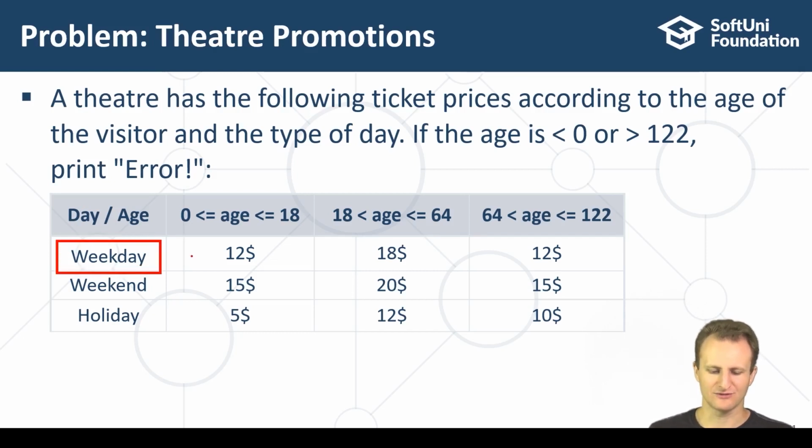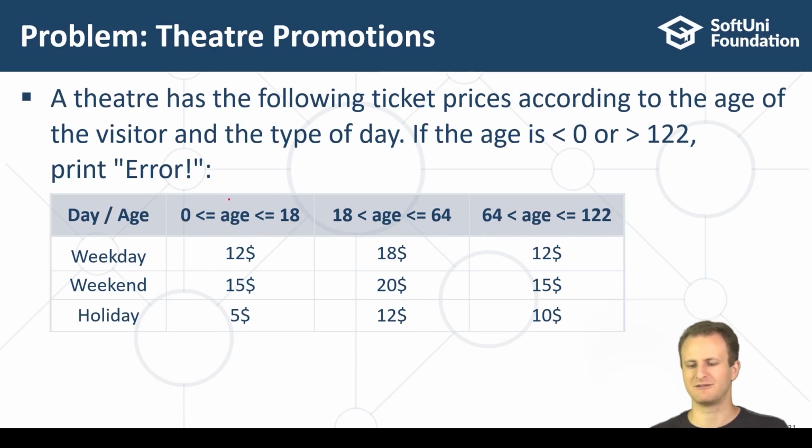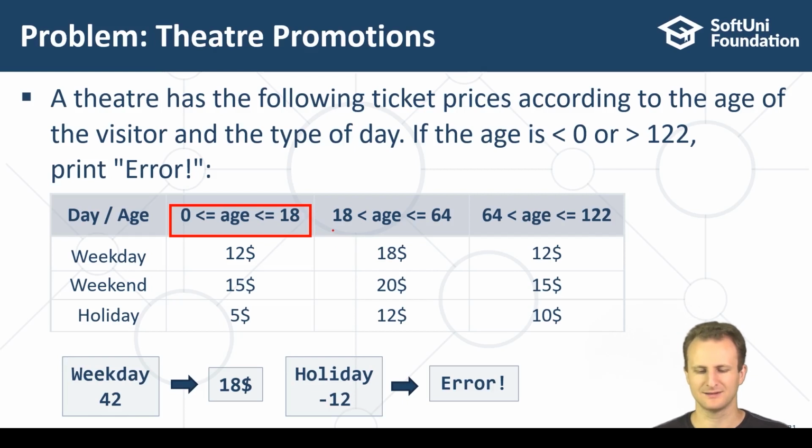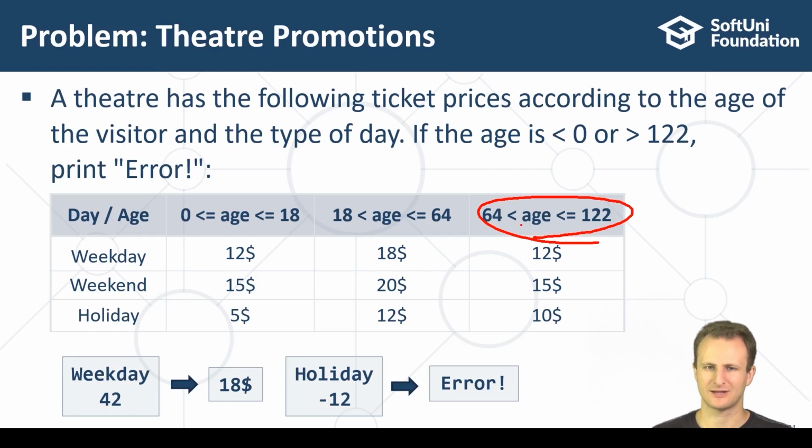And in each of them, we have different handling for different ages. So we have a weekday, we have a day, or whatever we call that. We have a day, and we have an age, which are entered. Okay, so for one weekday, for one day value, we have the check of whether the age is larger than 0 or less than 18. And then we have the check for between 18 and 64, and then we have the check for between 64 and 122.